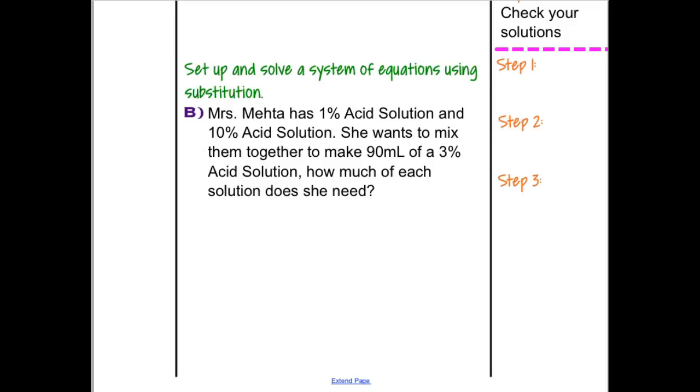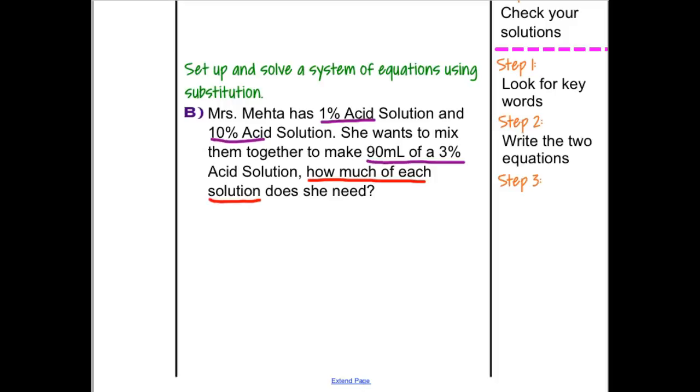So the first thing you want to do in a word problem is look for those keywords. And so I start by looking at how much of each solution. That tells me what my unknowns are going to be. And I also know that she has 1% and she has 10% and she needs to make 90 milliliters of 3%. So then I need to write my two equations. I need to assign my variables too.